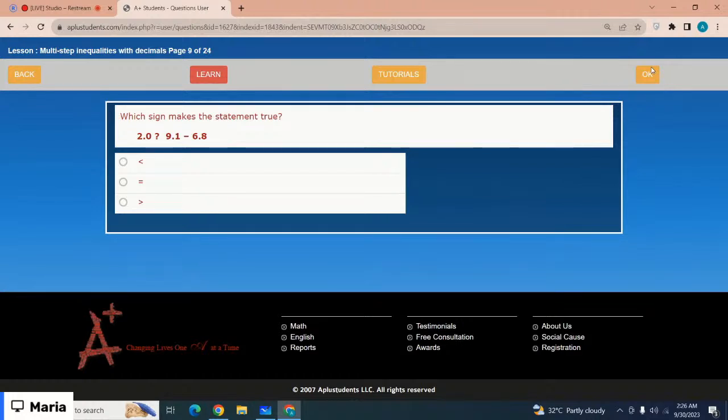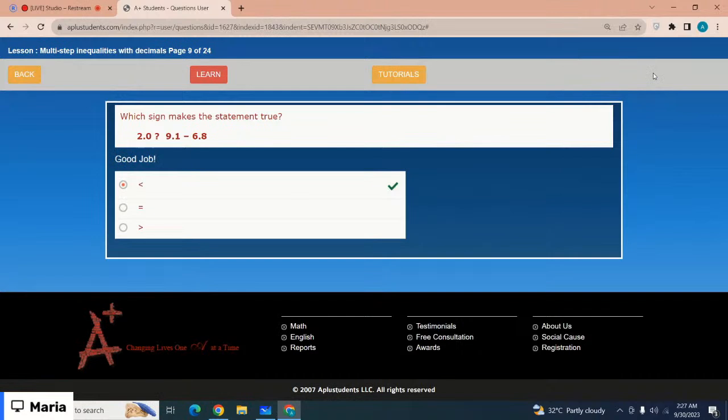The next one is which sign makes the statement true? 2.0 and you have to compare it to 9.1 minus 6.8. So which is the correct option? The correct option is 9.1 minus 6.8 is greater than 2.0, right? So 2.0 is less than 9.1 minus 6.8, right?